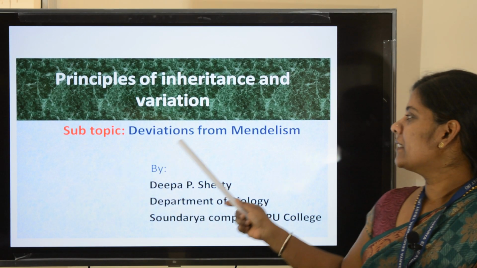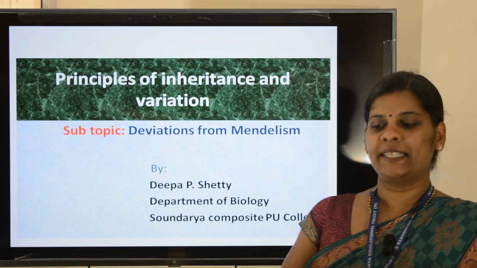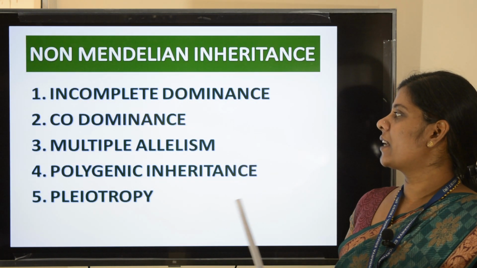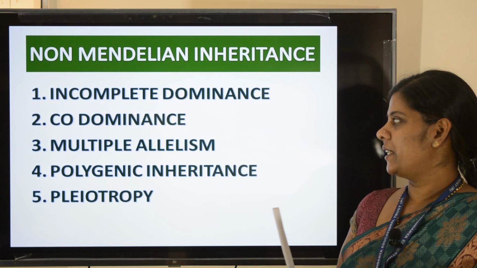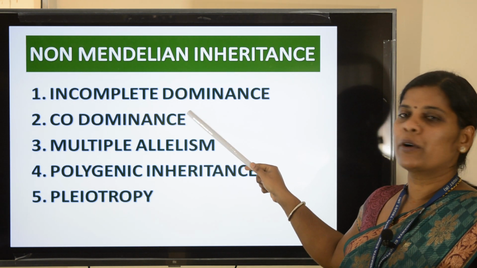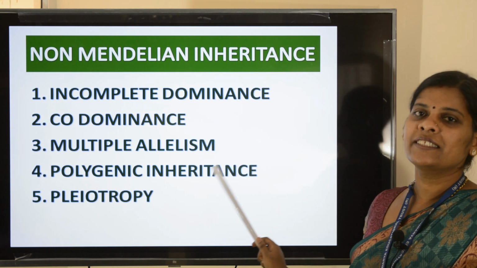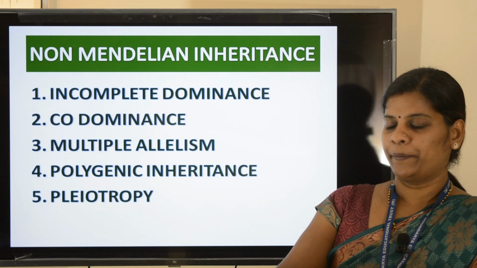Today's topic is deviations from Mendelism. In our last session we already discussed incomplete dominance. Today we are going to discuss codominance, multiple allelism, polygenic inheritance and pleiotropy.